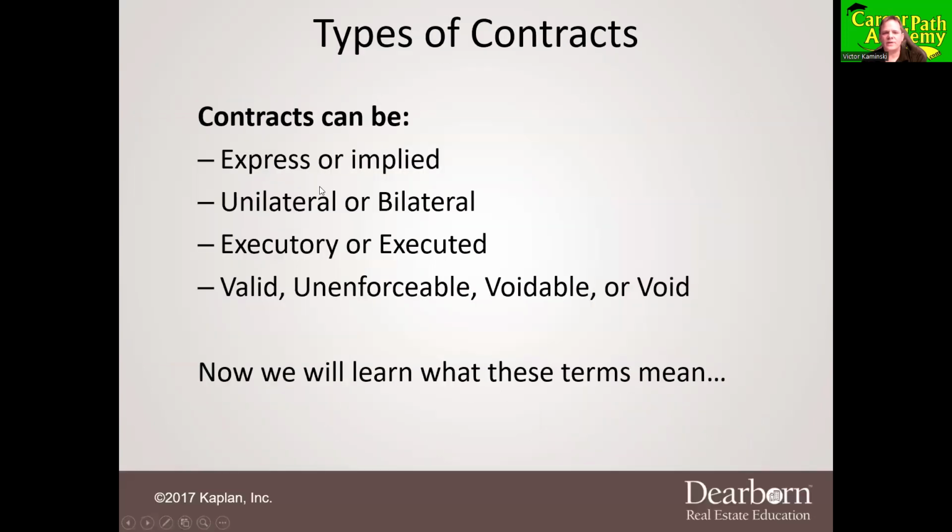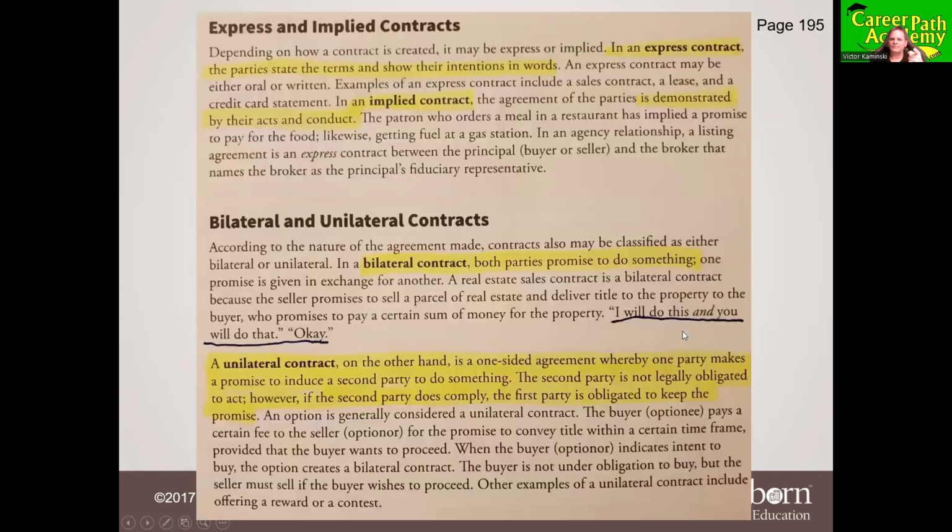So contracts could be express or implied, unilateral or bilateral, executory or executed, valid, unenforceable, voidable, or void. These are some terms that we're going to be learning about right now. So let's first highlight them on page 195. Get all these highlights down, if you will. In express contracts, well, how do we express ourselves? Usually it's by our words.